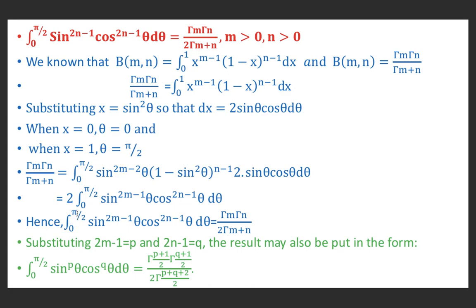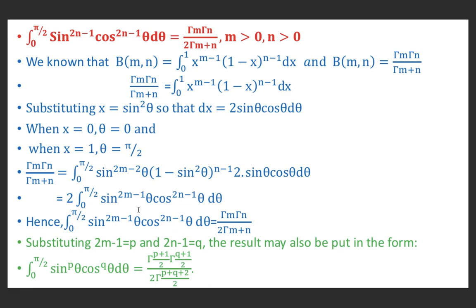Hence the integral from 0 to pi by 2 of sine 2m minus 1 theta cos 2n minus 1 theta is equal to gamma m gamma n upon gamma m plus n over 2. This 2 we have shifted to this side, so it will go into the denominator: gamma m gamma n upon 2 gamma m plus n.